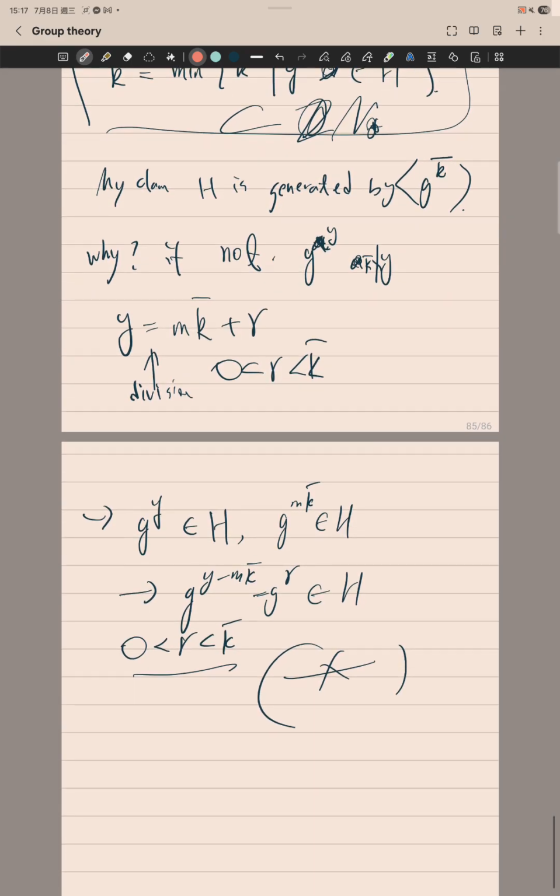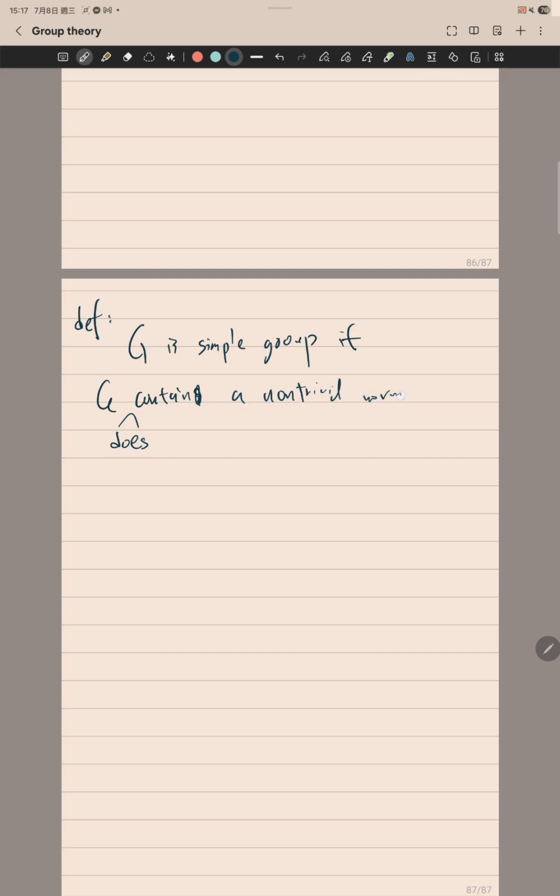Okay, so let me quickly state some definitions. The rest of this video will just be very simple definitions. So the definition is that we say G is a simple group if G does not contain a non-trivial normal subgroup. So simply speaking, G has no non-trivial normal subgroup, other than the identity or itself.